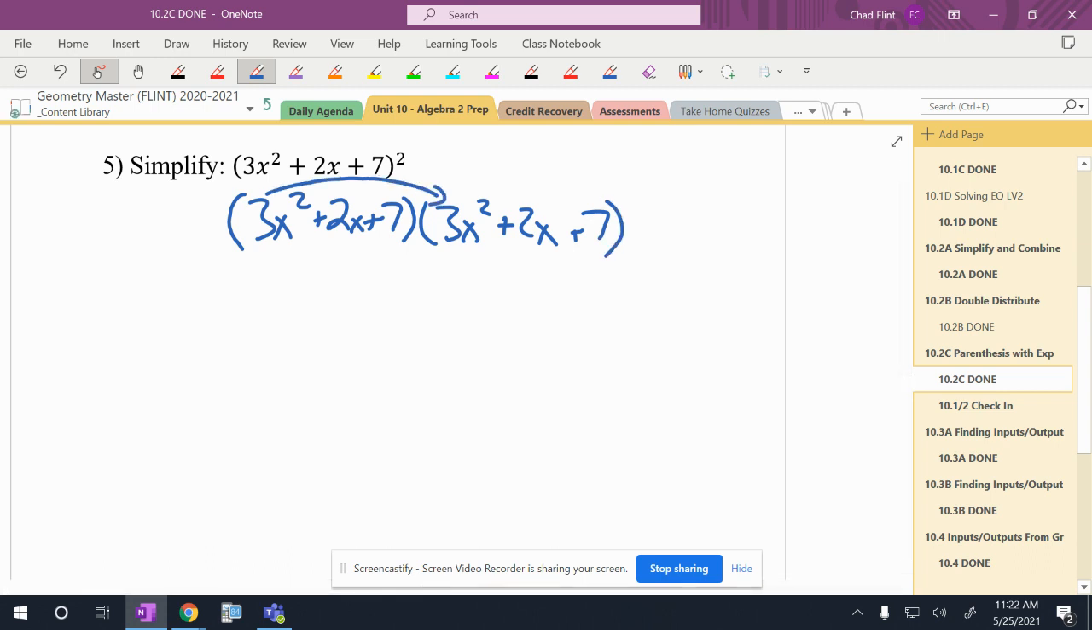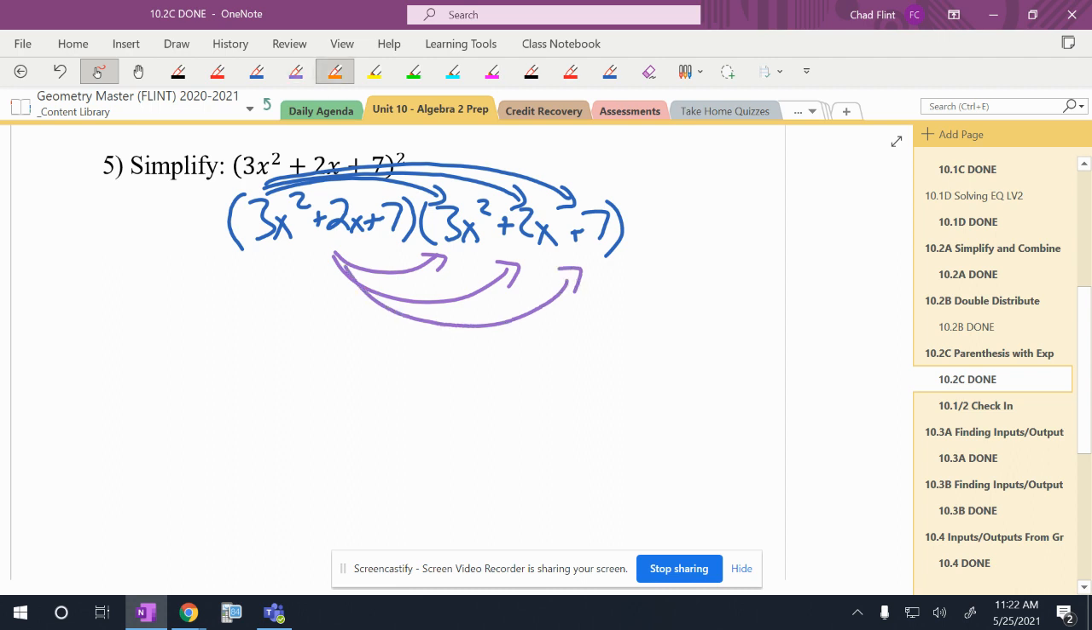So I'm going to distribute this to those three terms right there. I have to distribute each thing to each of the terms in the second one. So I'm going to end up with a whole bunch of terms when I go through and do this. I'm going to color code them so they make sense.